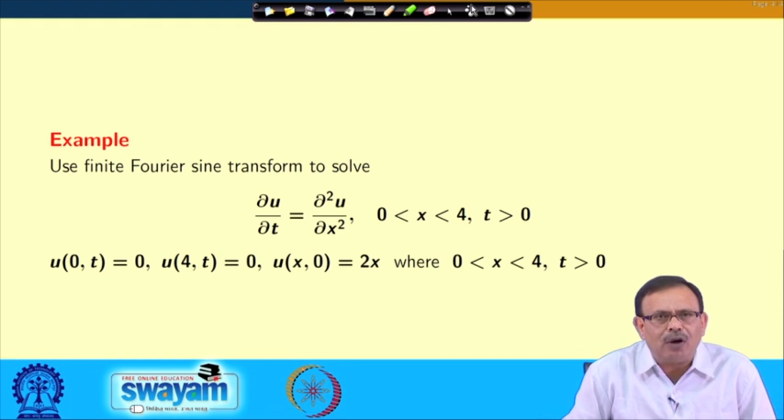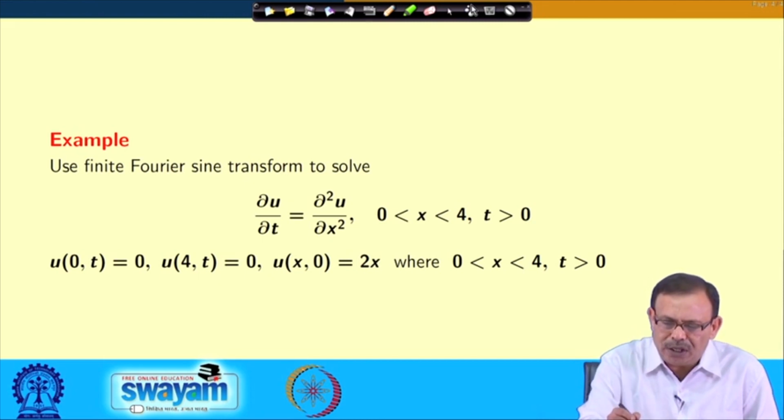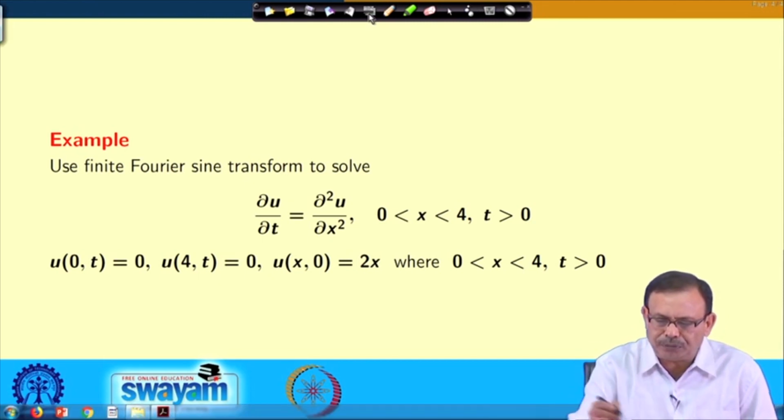Now, the value of u(0,t) is known to me, it is given. The value of u(L,t), where L is 4 here, that is u(4,t), is known to me. Therefore, for this particular problem, I can use the Fourier sine transform with respect to x, since the values of u(0,t) and u(4,t) are known and x lies between 0 to 4. Let us see the solution process.